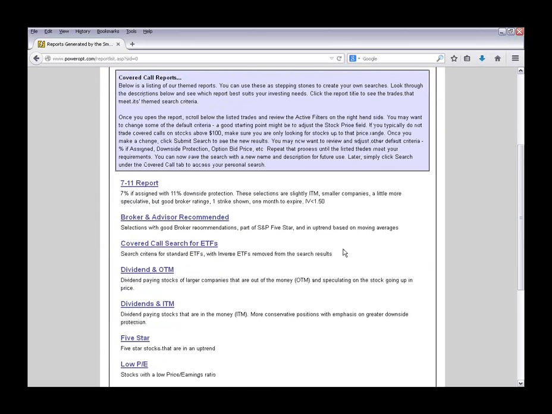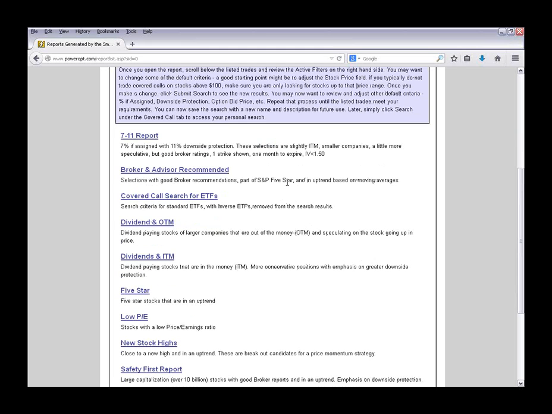For example, we start off with the 7-11 report. This is a more aggressive covered call screen. It's looking for positions that are offering at least a 7% return if assigned with a high downside protection. Downside protection, of course, is simply the option bid price divided by the stock price. There's a default search here for broker and advisor recommended. These covered calls have to be on stocks that are S&P 5-star, those stocks that are 5-star rated by Standard & Poor's, and they have to be in an uptrend as well.